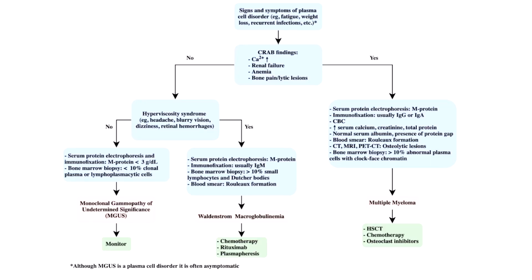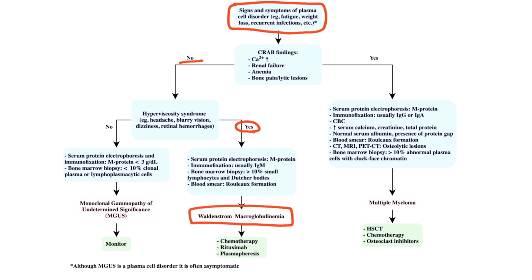All right, so going back to our algorithm as a recap, if a patient presents with general signs and symptoms of a plasma cell disorder, such as fatigue, weight loss, or recurrent infections, and no CRAB findings are present, but there are signs or symptoms of hyperviscosity, such as headache, dizziness, or blurry vision, Waldenstrom macroglobulinemia should be suspected, and performing diagnostic procedures should be done to confirm the diagnosis. These include SPEP, immunofixation, a bone marrow biopsy, and a blood smear. Management is with chemotherapy, rituximab, and plasmapheresis.